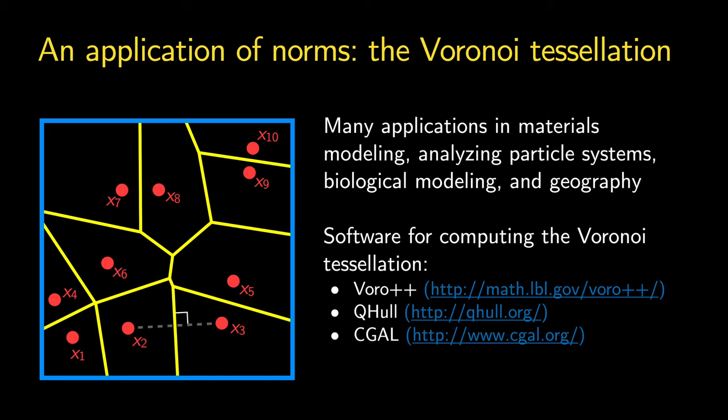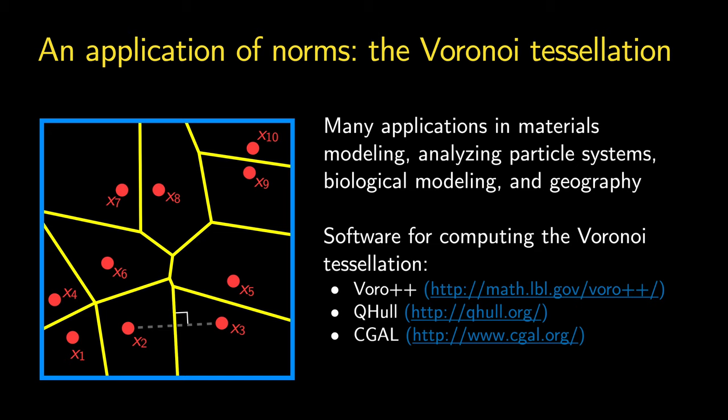For example, suppose that you imagine that these 10 points here represented hospitals in a city. Then the Voronoi cells could represent the areas that each hospital serves, because if a patient was located in one of those Voronoi cells, then the corresponding hospital would be the closest one to their location.